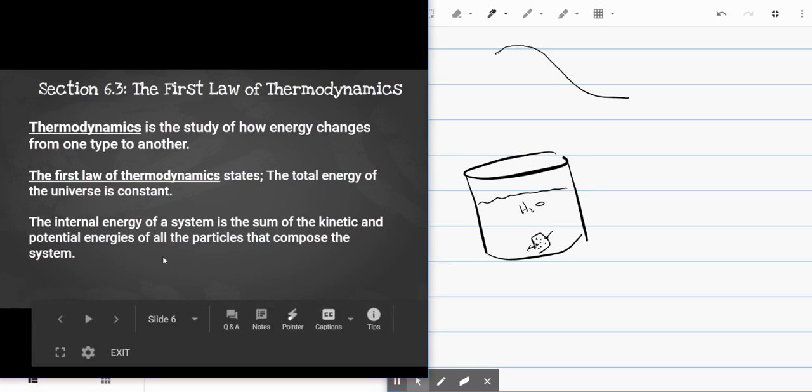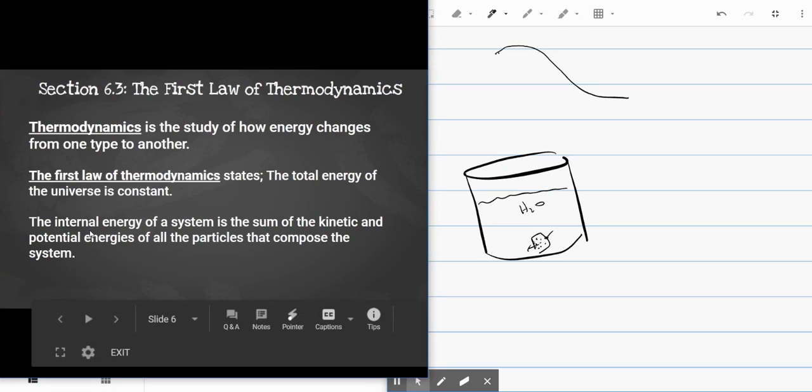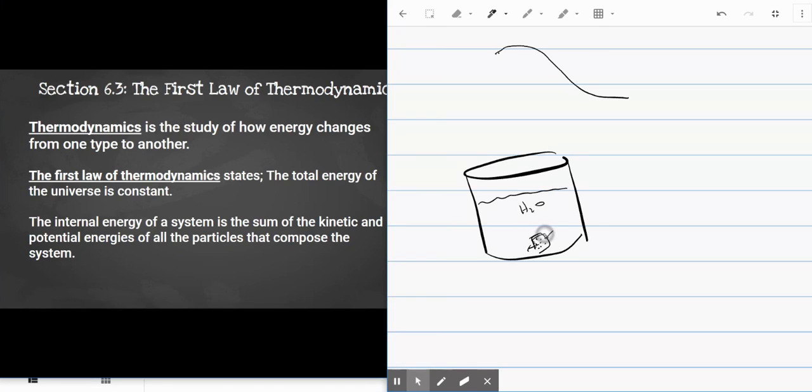The internal energy of a system is the sum of the kinetic, so the motion, and the potential, so the position energies of all the particles that are in that system. So we're going to talk about the internal energy. So if this was my system, the energy of my little salt molecules would be their motion and their position. So we have positives and negatives in the salt, right? Because it's ionic.